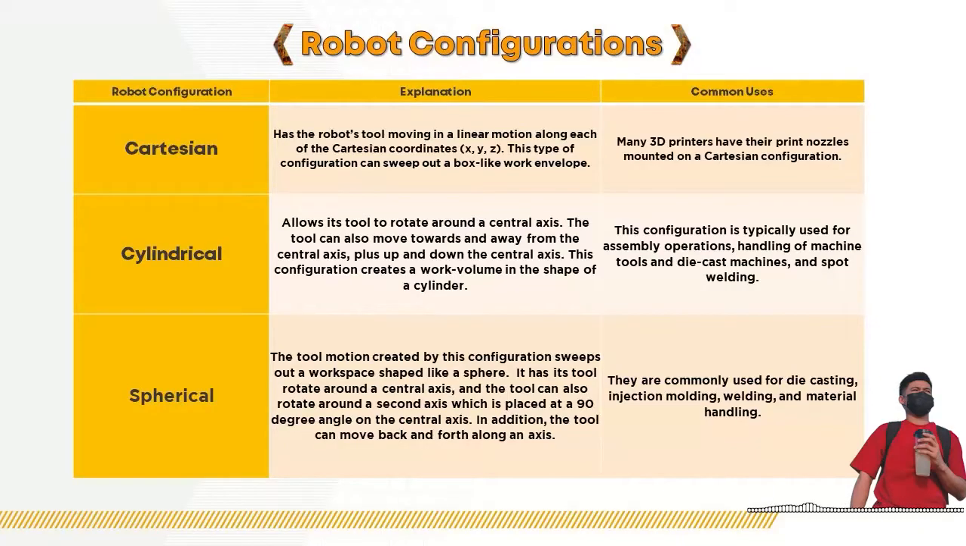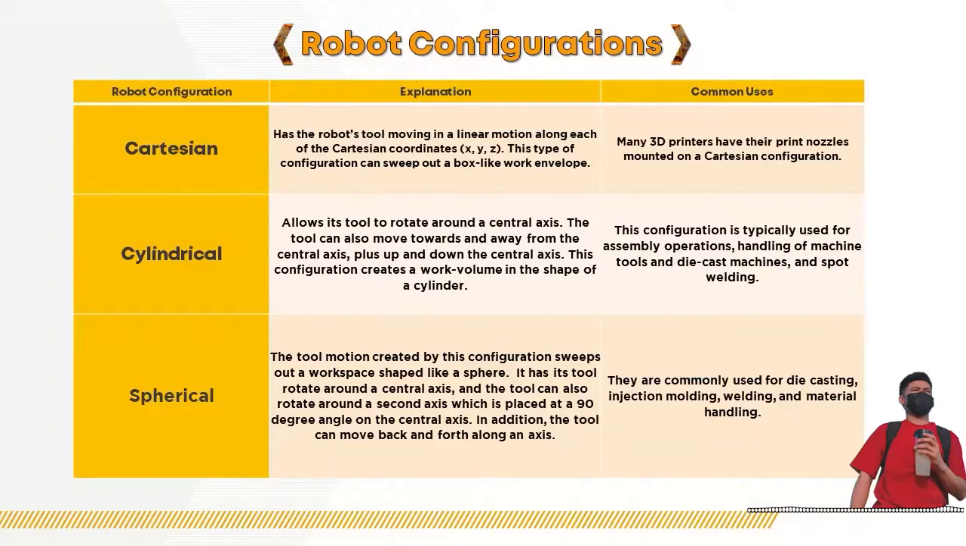So these are the robot configurations. First is Cartesian. It has the robot's tool moving in a linear motion along each of the Cartesian coordinates of x, y, and z. This type of configuration creates a box-like work envelope. So these are the common uses. Many 3D printers have their print nozzles mounted on a Cartesian configuration.